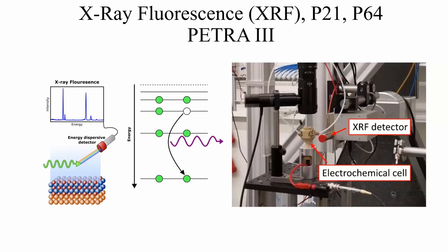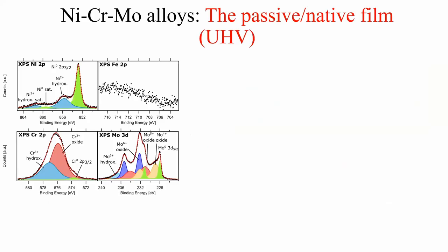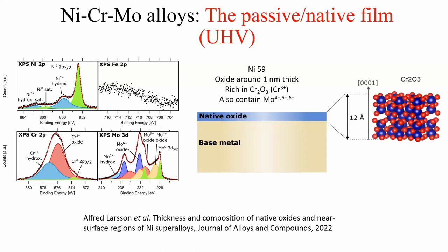Similar setup as before. Now we look at the passive native oxide film in UHV, so just XPS measurements from UHV. What we see is that there is no iron at all that we can find at the surface. We find some nickel metal and some oxides and hydroxides. Similarly, the chromium is almost all oxide, and maybe some hydroxide. And in the molybdenum, we have different oxidation states at the surface.